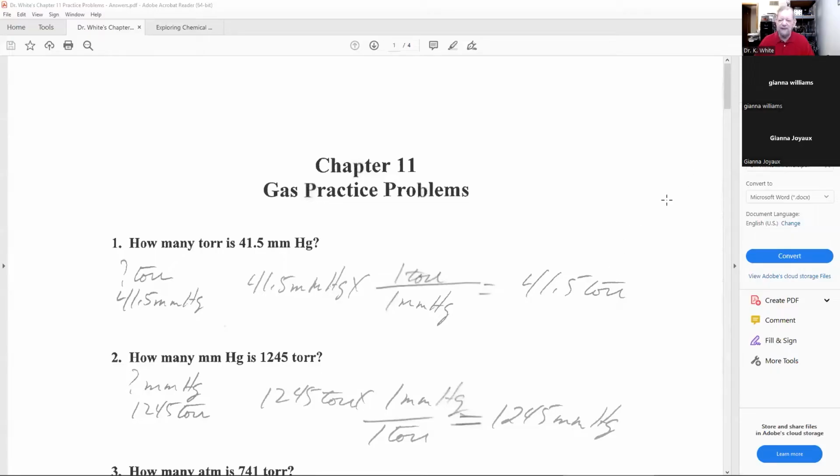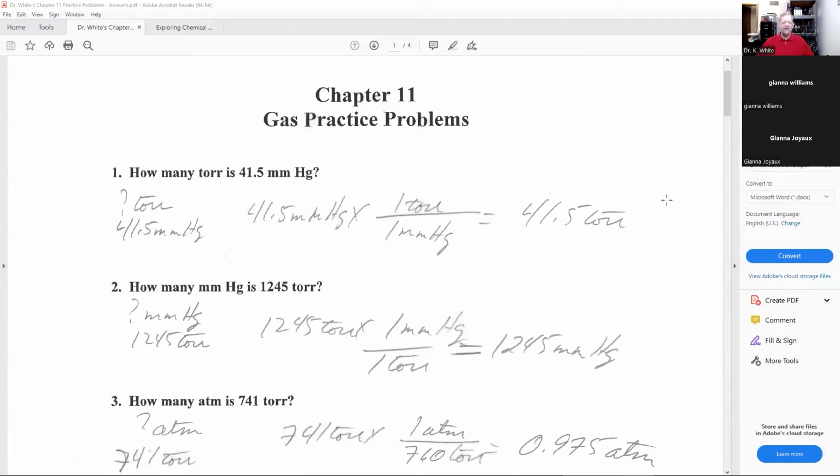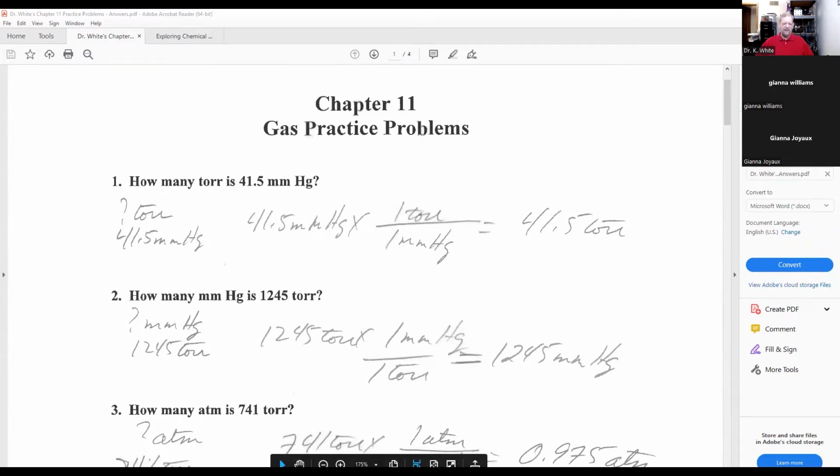All right, thumbs up, people. Everybody see chapter 11, gas problems, on your screen? Thank you. Now, one of the key things you should know is how to convert pressure units. And I don't have it open, so I better open it up.